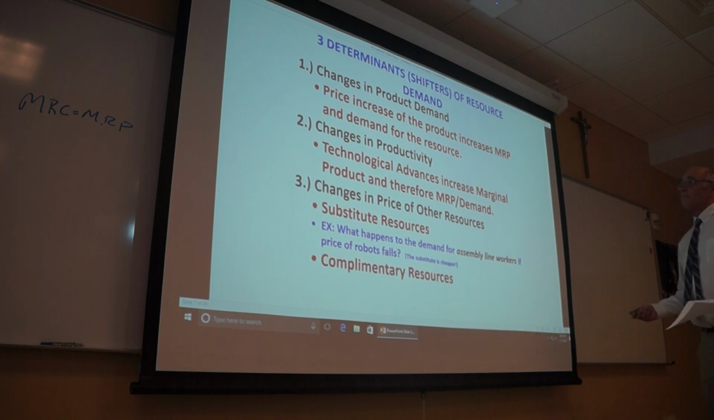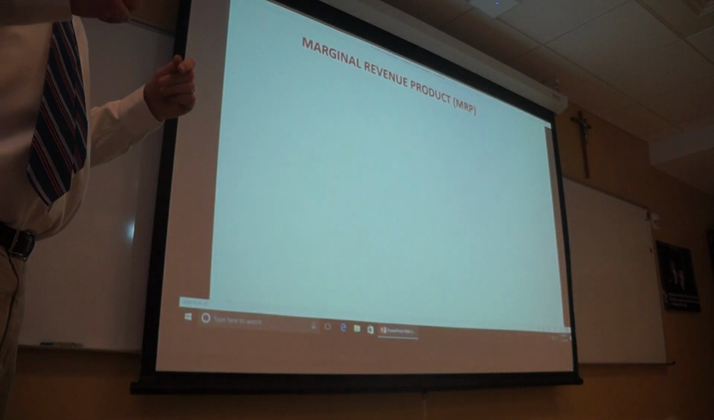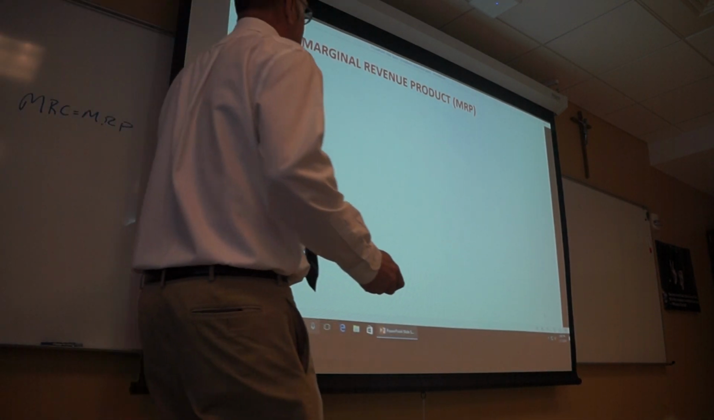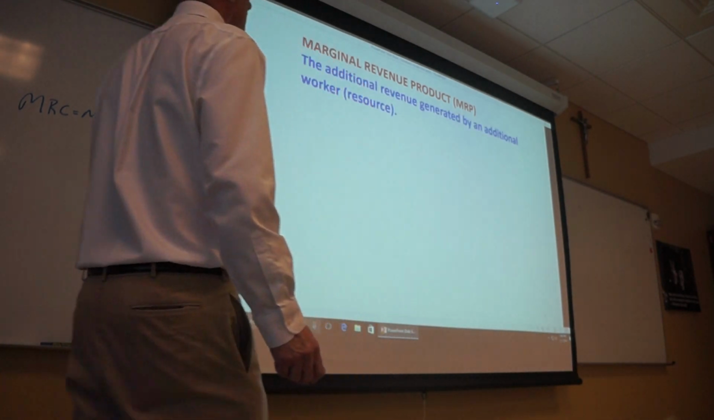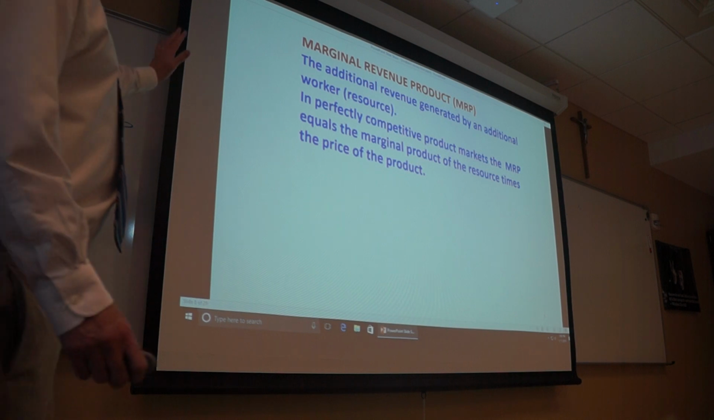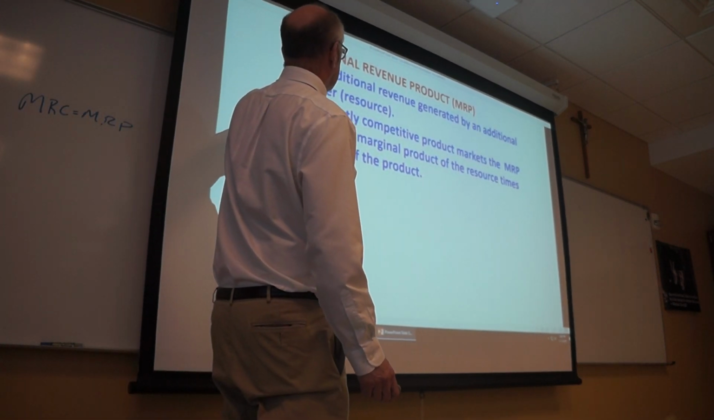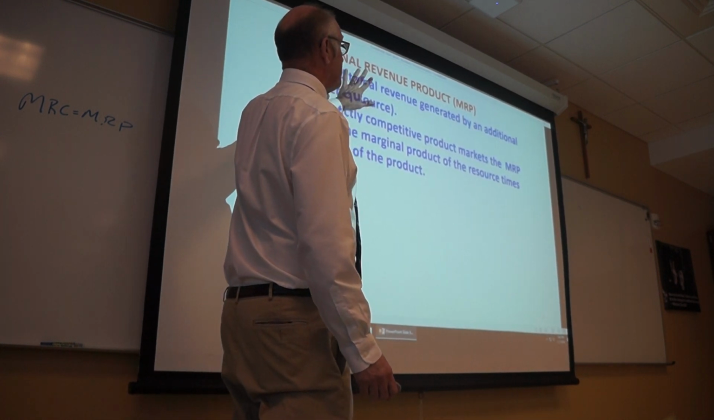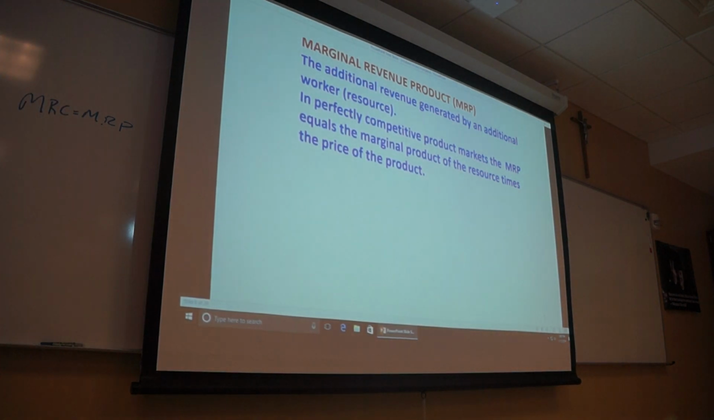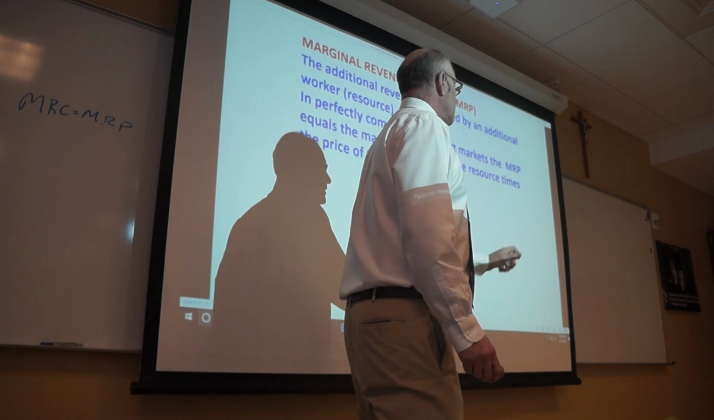Okay. Now, MRP, marginal revenue product. Remember, in economics, marginal means additional. So additional revenue for the additional worker. Additional revenue generated by an additional worker. Okay. Don't even write all this stuff. Just write, in perfect competition, MP times P equals MRP. Okay? So in perfect competition, MRP equals MP times P.